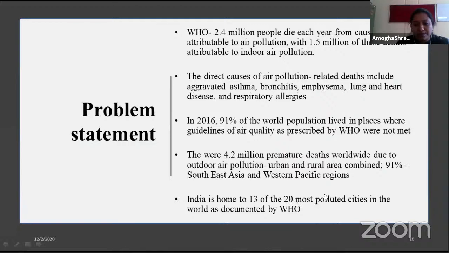If we see India, India is home to 13 of the 20 most polluted cities in the world, as documented by WHO. According to the data, in the last 25 years, the particulate matter has increased by 150%, and the cities include Delhi, Mumbai, Kolkata, Ahmedabad, etc.